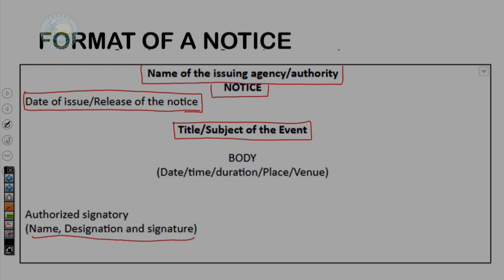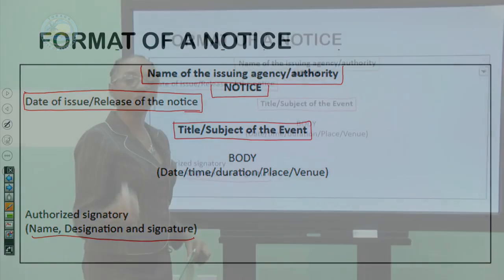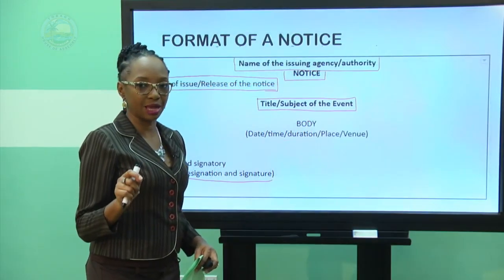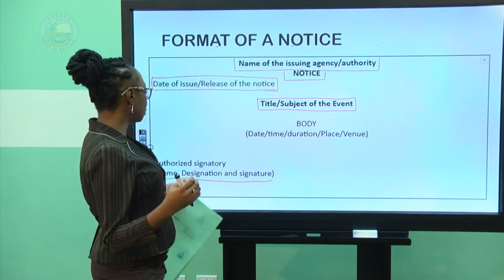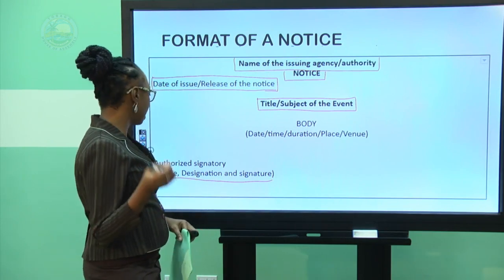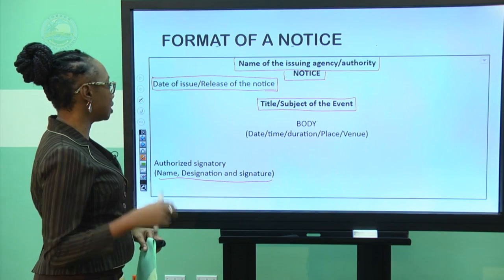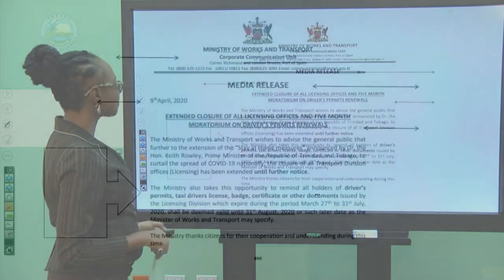As indicated, some notices may not include it. Some official notices may not have this element, and I want you to be aware of it. But if you're doing it for the purposes of your exam, you're being advised, if you're going to write it, include the authorized signatory, the name of the person, designation, and signature.